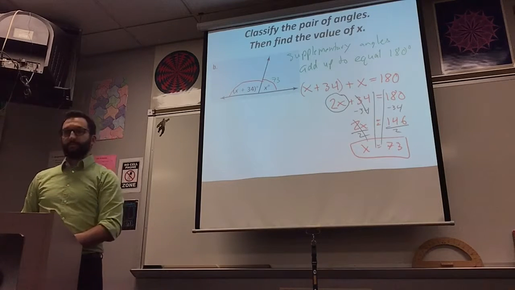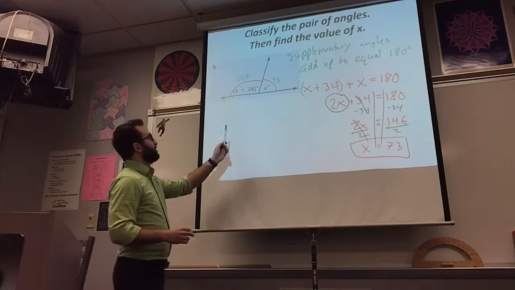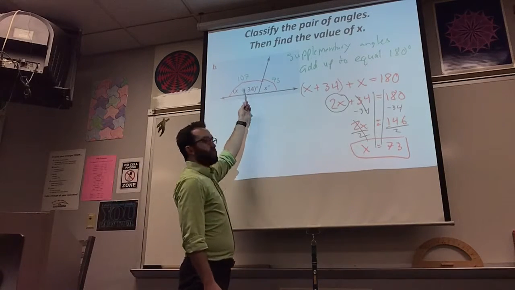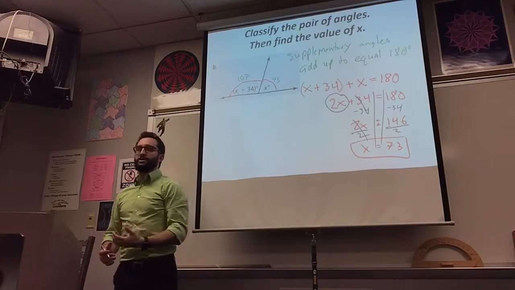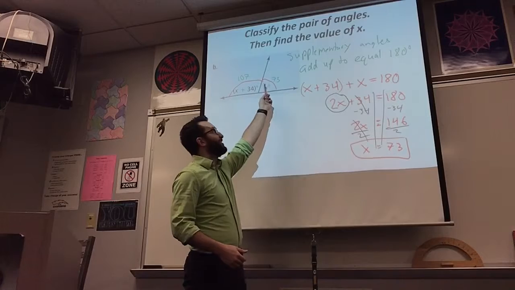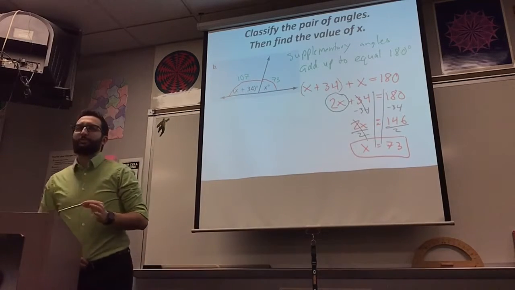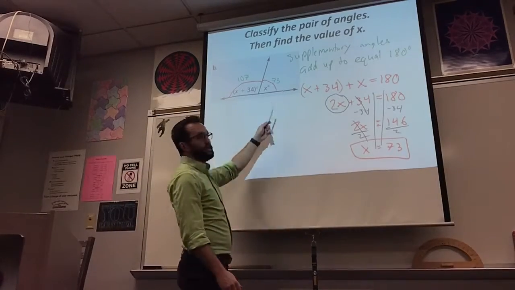What is it? 107. How did you get that? You add 73 plus 34. Yeah, you just do 73 plus 34. So if you had to figure out the angle measurements, you could. And we should know that 107 plus 73 equals 180. Yep. Why would those two equal 180? Because these are supplementary angles.